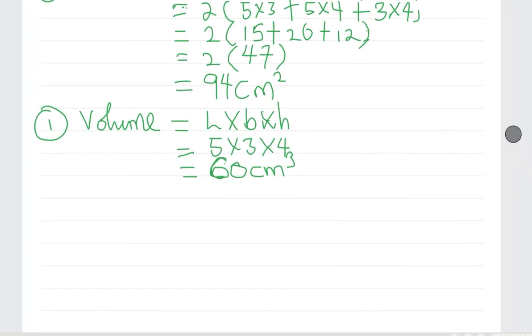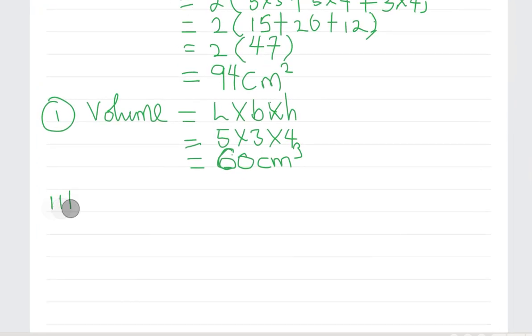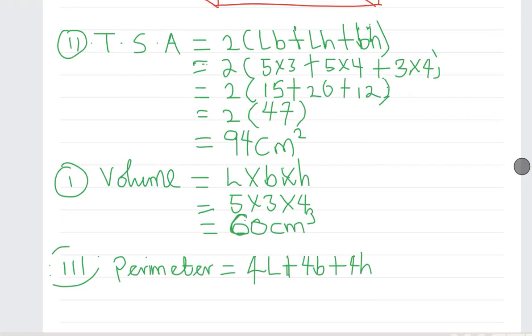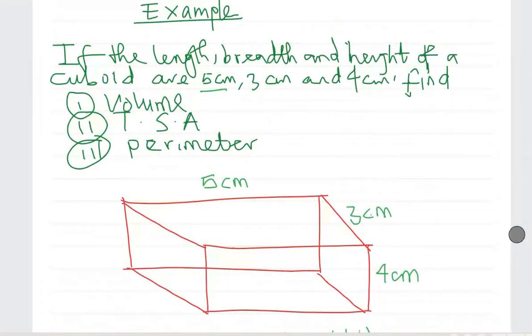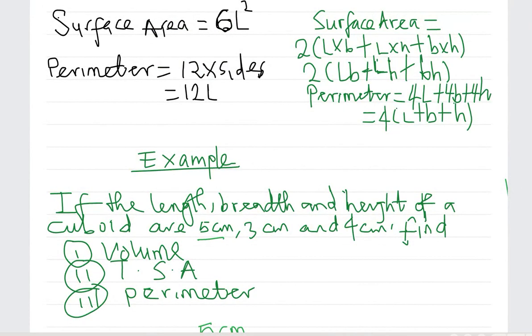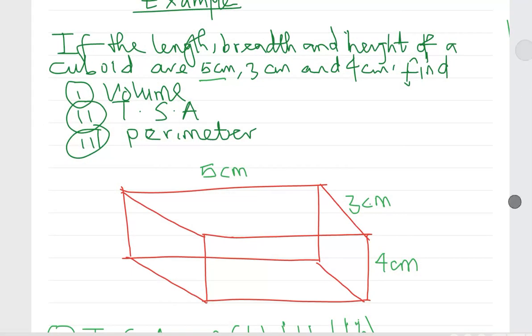So please note that. The number 3 question says we should calculate the perimeter. We say that perimeter is 4L plus 4B plus 4H. Are you seeing that now? Let's confirm that. This is the formula here: 4L plus 4B plus 4H.